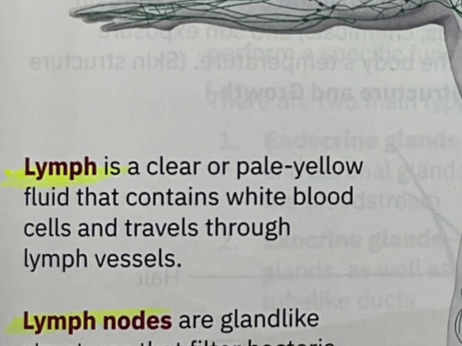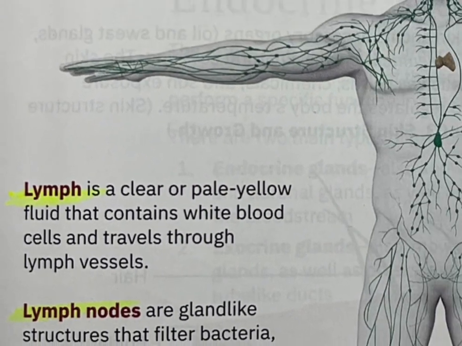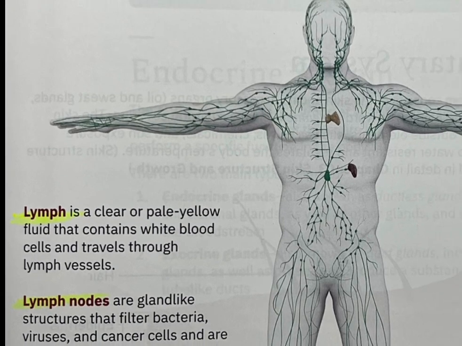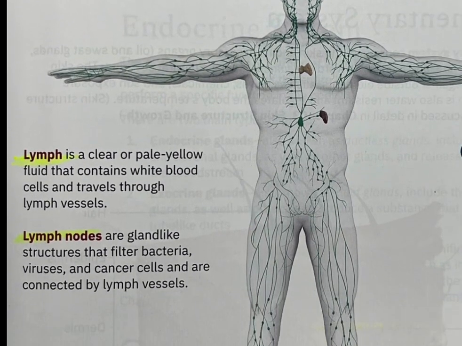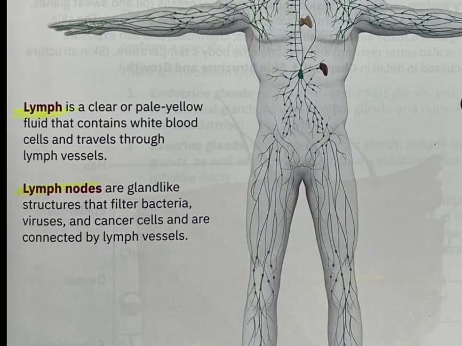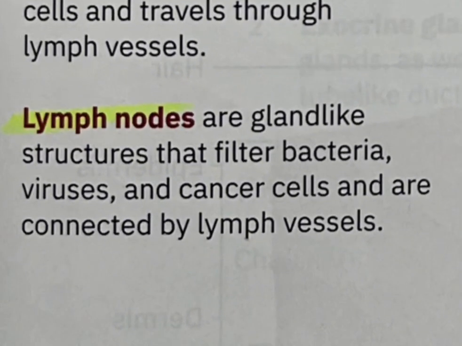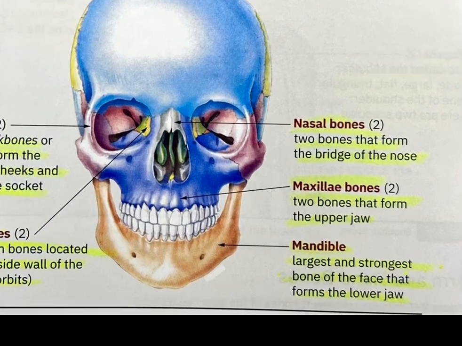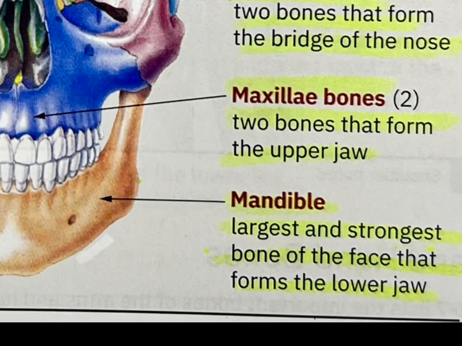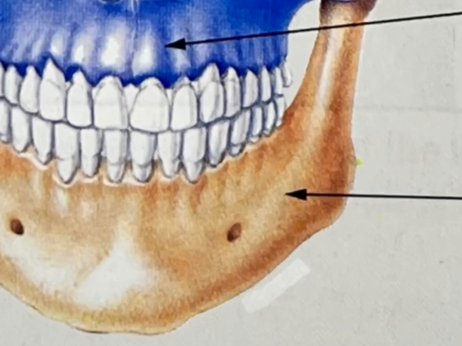Lymphatic system, body system that helps defend against infection and includes lymph, lymph nodes, thymus gland, spleen, and lymph vessels. Lymph nodes, gland-like structures that filter bacteria, viruses, and cancer cells and are connected by lymph vessels. Mandible, largest and strongest bone of the face that forms the lower jaw.